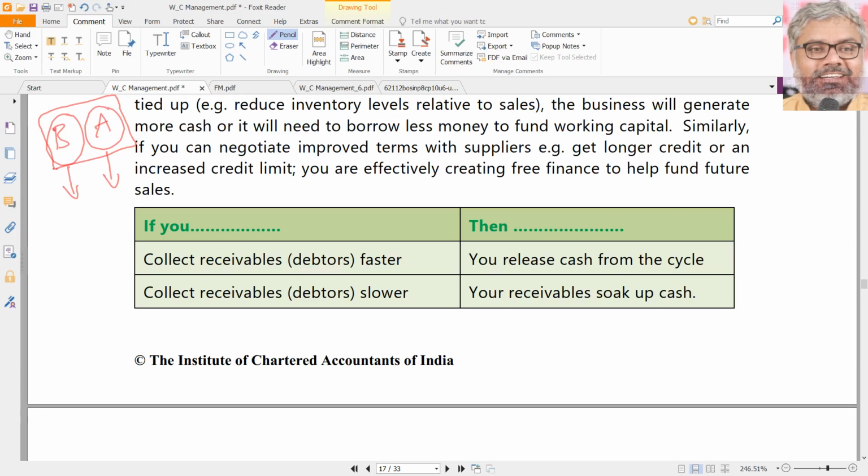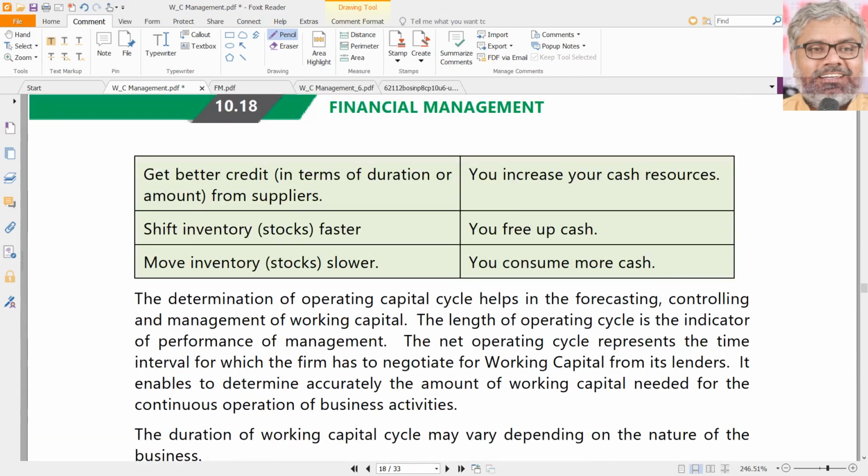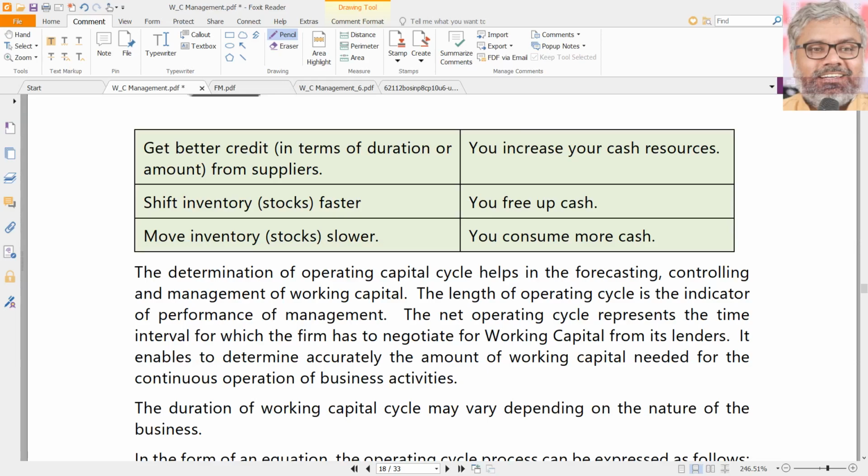How to do that? For that, you have to collect the receivables faster so that you can get the cash from the operating cycle quickly. If you receive from the debtors slower, then you will have a lot of funds blocked in that, so cash availability will be lesser. In the same way, if you can get better credit from the suppliers, that is good, because you increase your cash resources, and the operating cycle will be shortened, because it is minus. Minus increases means the original one decreases. So the operating cycle can be shortened by getting better credit terms from suppliers.